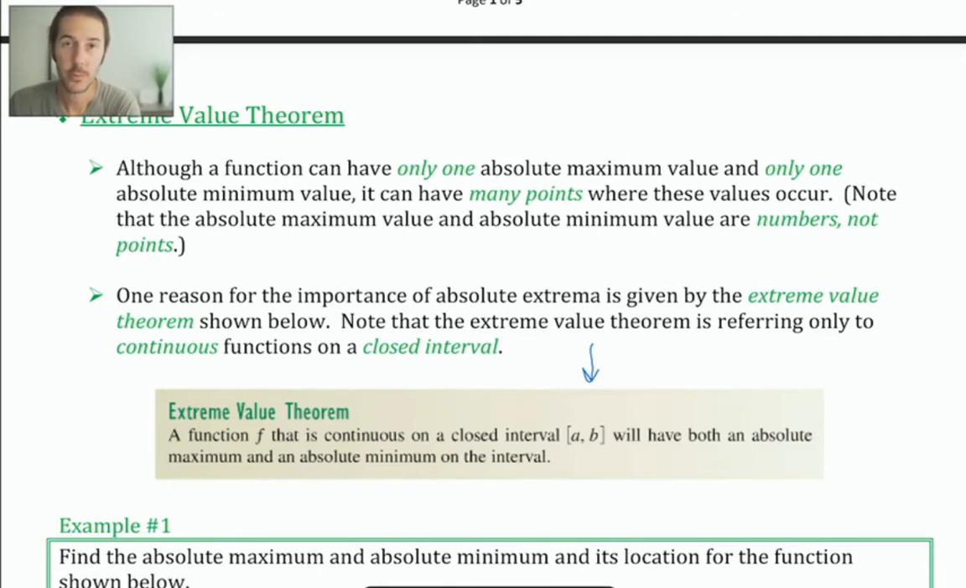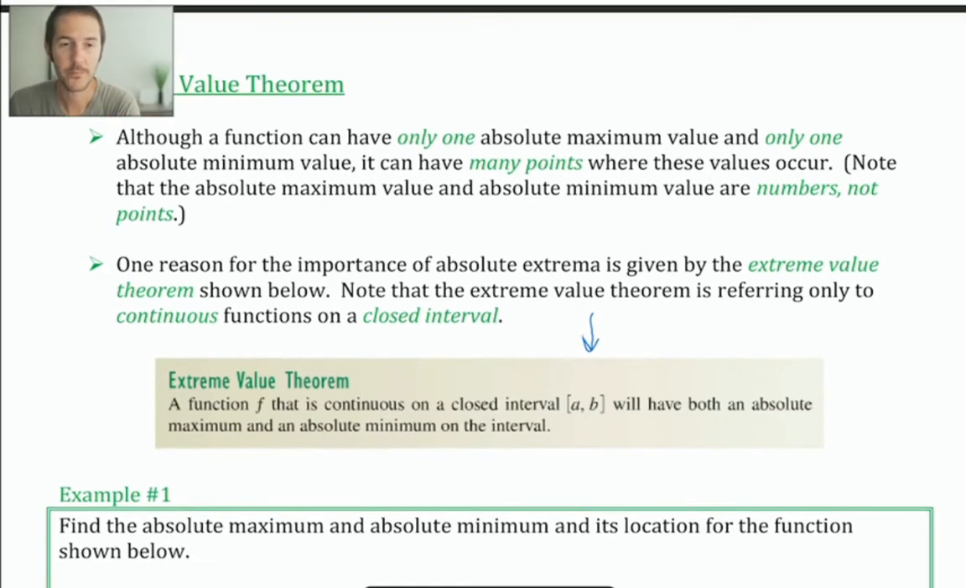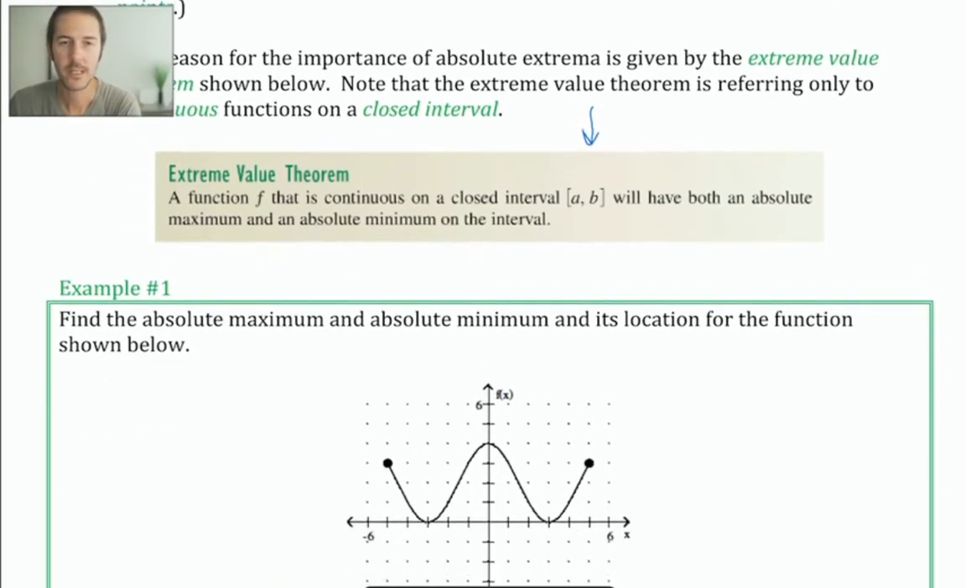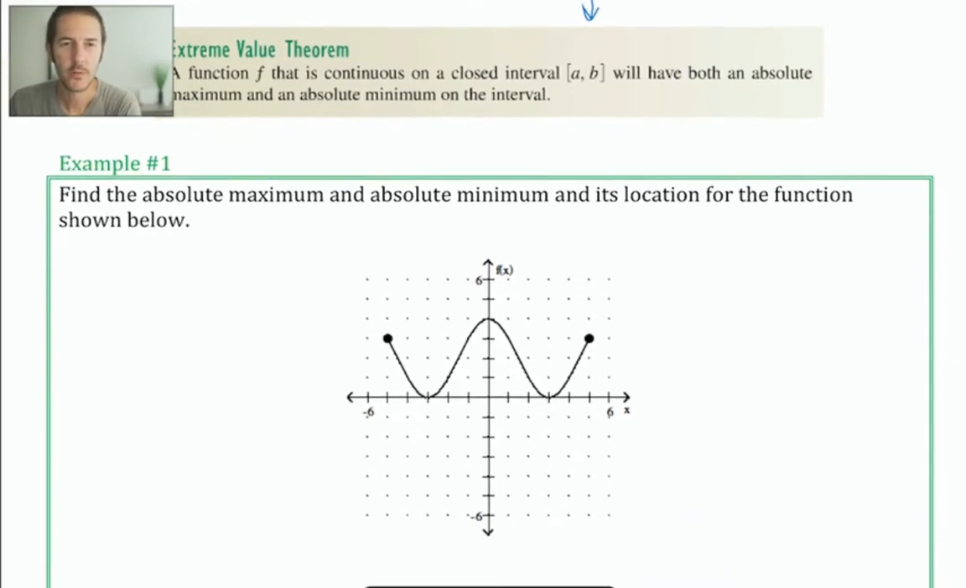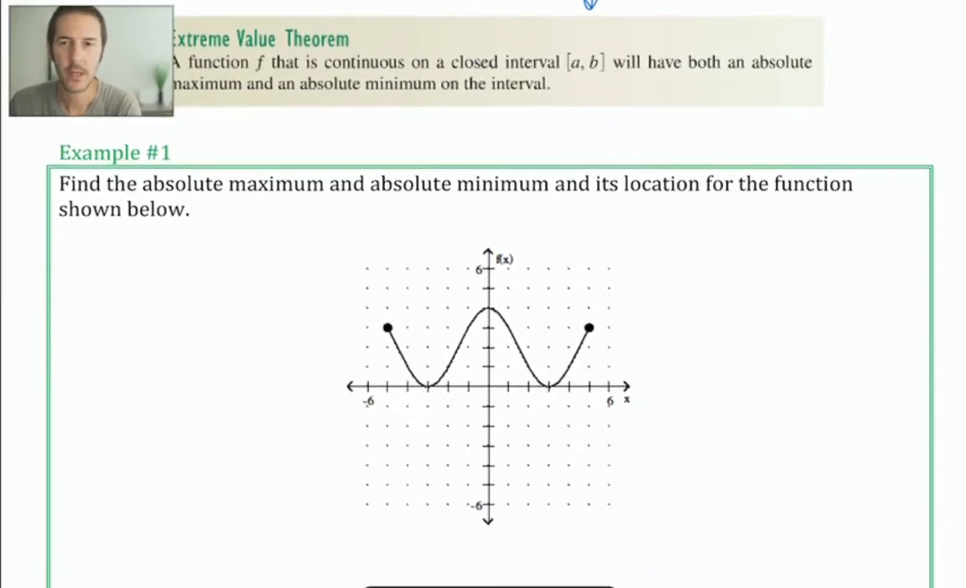That's good to know. So if we run into an absolute max or absolute min problem, we know that there's going to be an answer. And finally, an example. So we're starting off with a graphical example and not just looking at a function just yet. And what would we say in this example is the absolute maximum and minimum? And what's its location for the function?